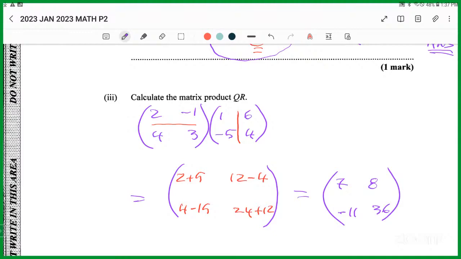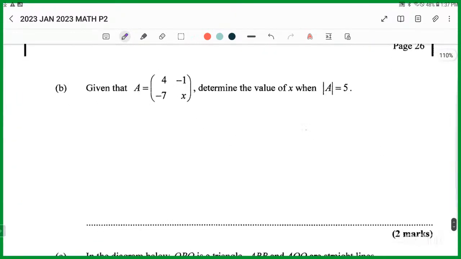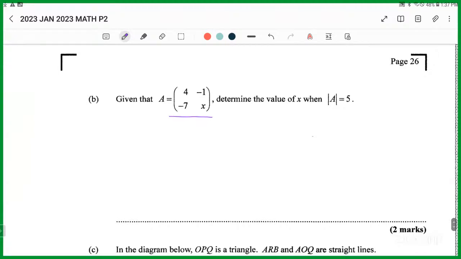Next question. It says, given that the determinant of this matrix is 5. That's what it's saying here. This means that this product minus this product is equal to 5. We can set that up as an equation. The expression for the determinant is this product, 4 times x, which is 4x, minus this product, negative 7 times negative 1. That's positive 7. I can see that. Right?